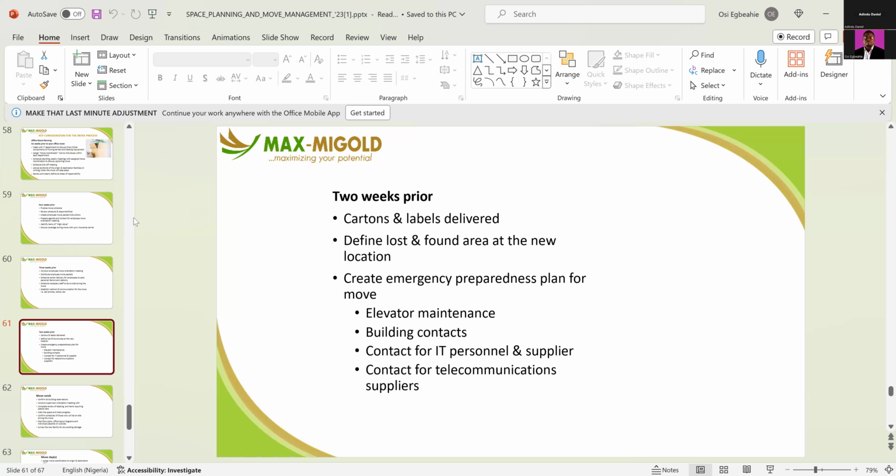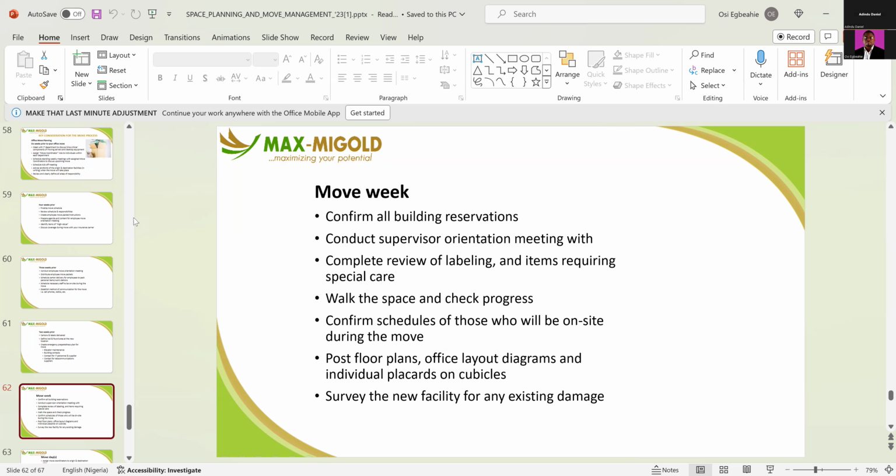Create an emergency readiness plan for the move: for the elevator maintenance, where there is building contact, where there is contact personnel for IT and other suppliers, and then also the contact of police or the telecommunication suppliers, depending on where your office is located.